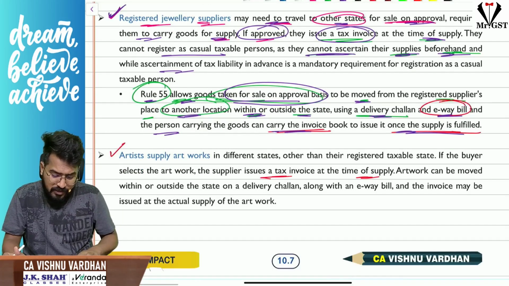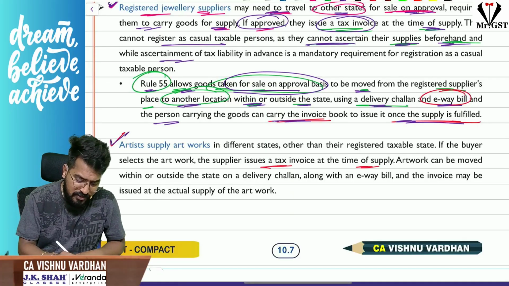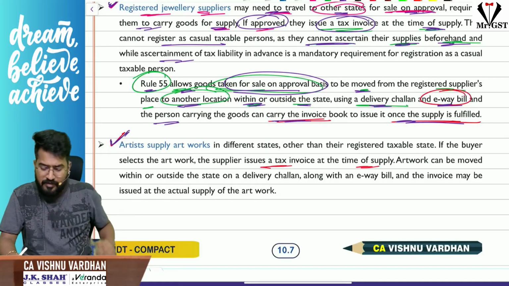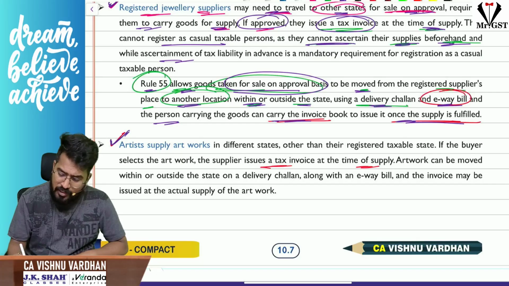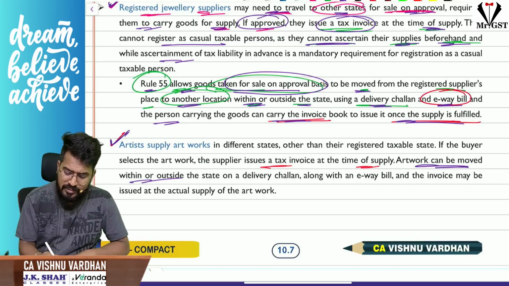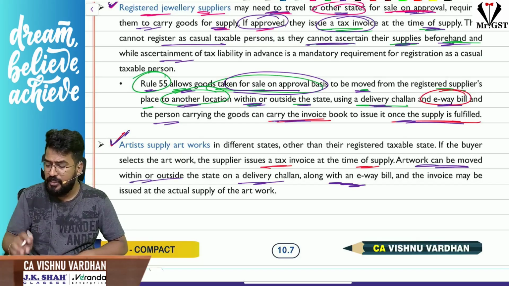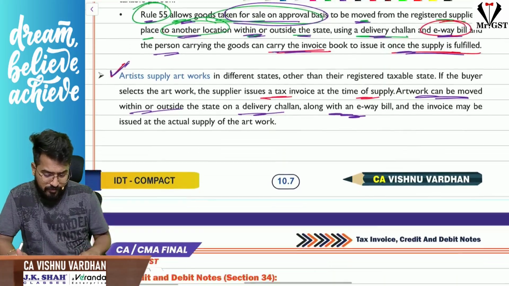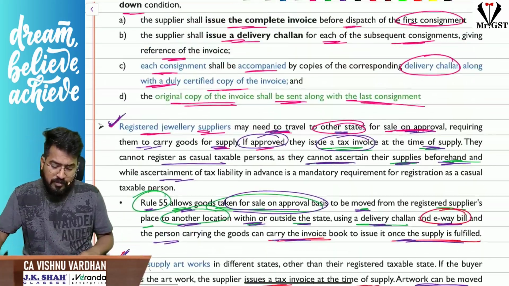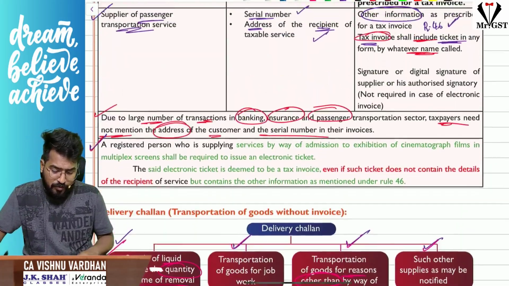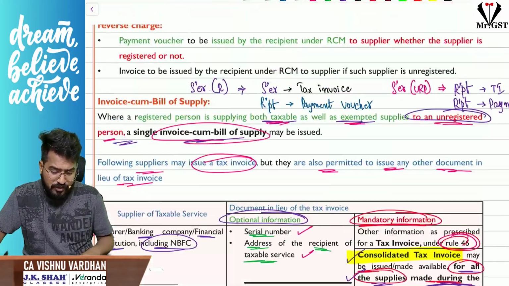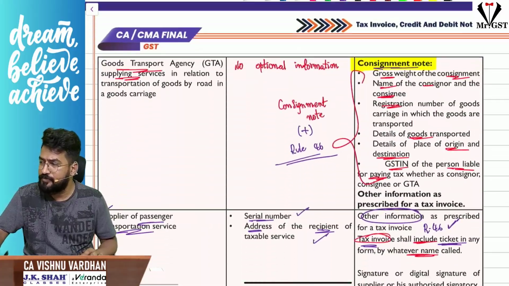Sir, the same logic is applicable even for artists supplying their artwork to different states. Yes or no? Yes, artwork can be moved within or outside the state on a delivery challan along with the e-way bill. That is the concept. So with this, we are done with the documents where relaxation is given and also the delivery challan concept.